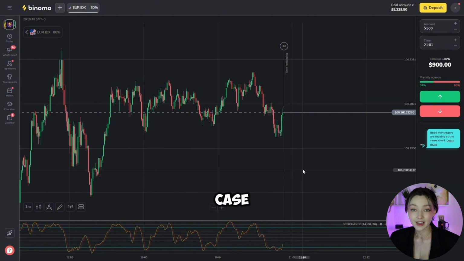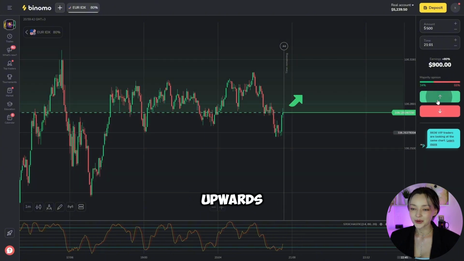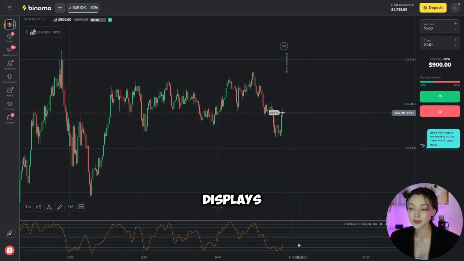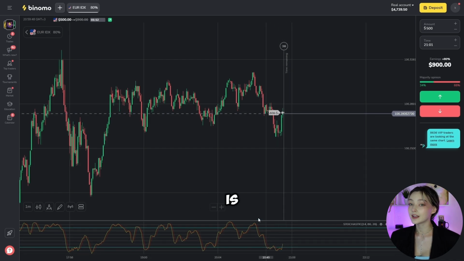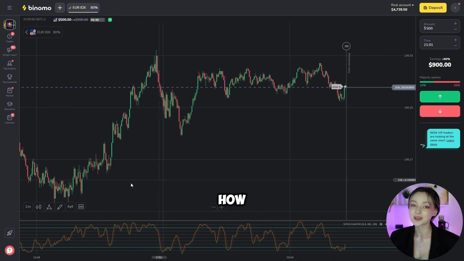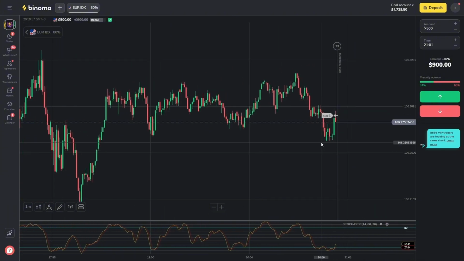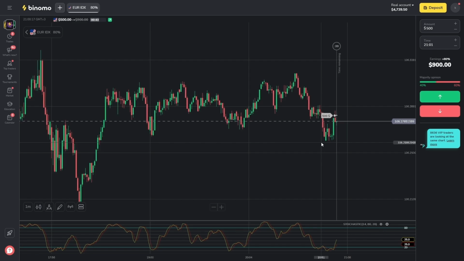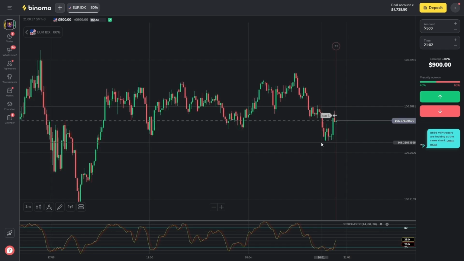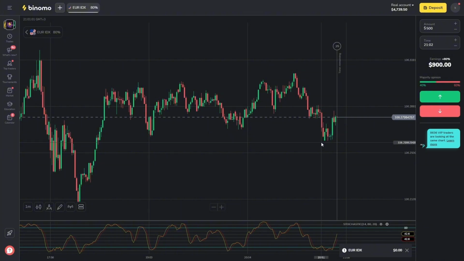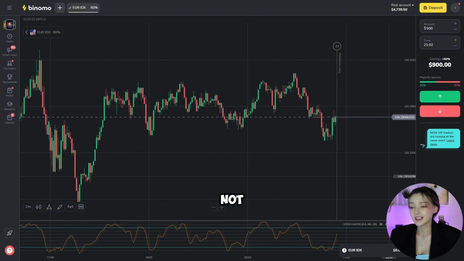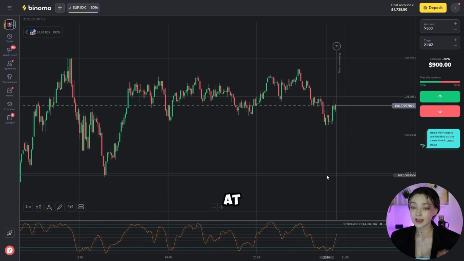Found another interesting case for us. Placing a trade upwards, we can see stochastic displays an oversold chart condition while the general price motion is upwards. So let's see how it goes. Our trade fails. I'm not gonna cover it with the following one at the same asset.